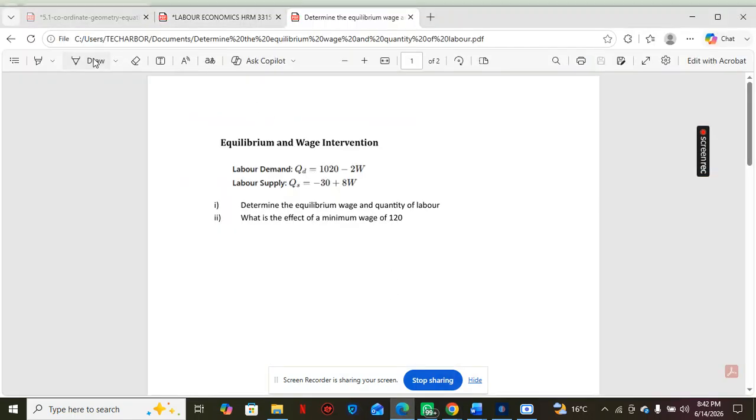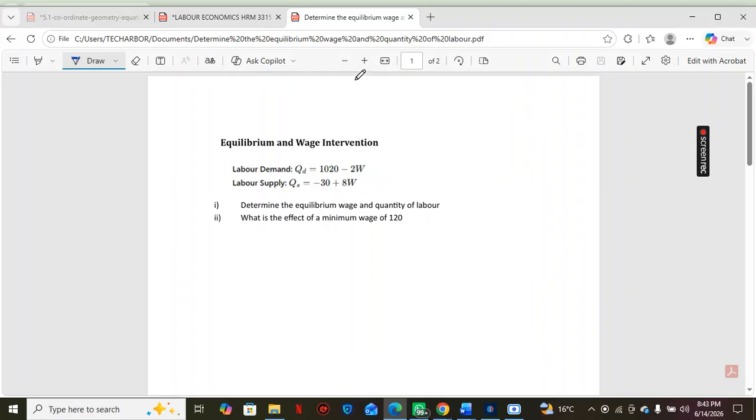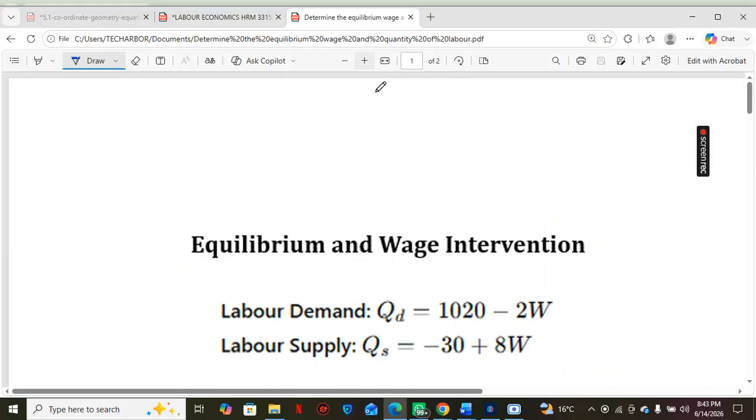All right, so we have this question here. We have our labor demand function, which is 1020 minus 2W. Remember, this labor demand function is just showing the relationship between the wage rate and the quantity of labor demanded. There's an inverse relationship between the wage rate and the quantity of labor demanded.